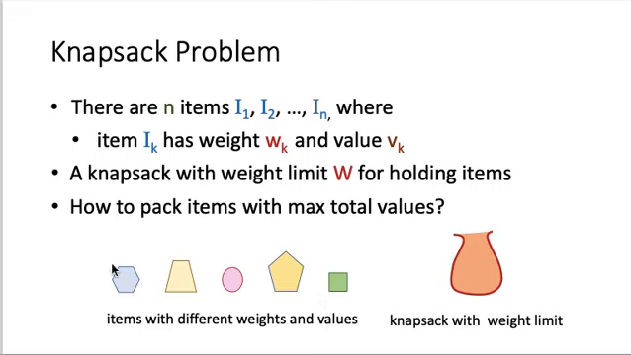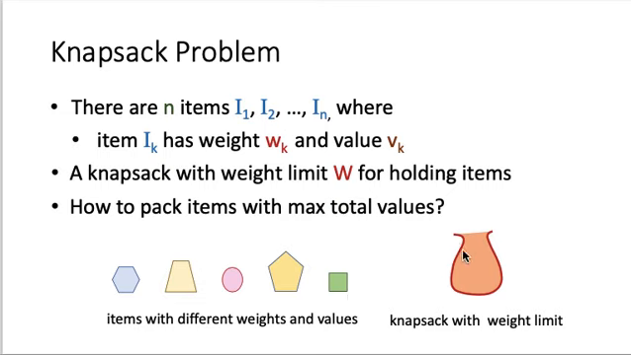So for instance, this could be a diamond. So the weight is very little, but on the other hand, the value is high. And this could be something like an iron bar. So the weight is heavy, right? So it's high, but the value may not be very, very high. So we have several items here with different weights and different values.